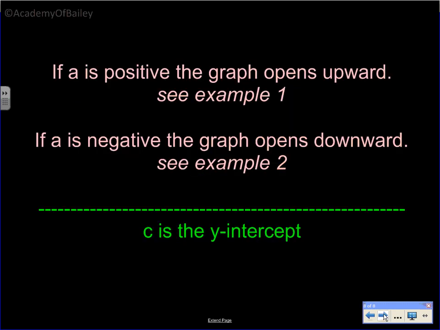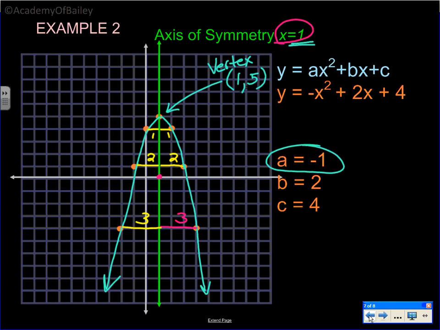Let's look at C down here at the very bottom. It says C is the y-intercept. And if you look in the graph right here, positive 4 is C. C is 4. Is that the y-intercept? Well, 1, 2, 3, 4. Right there would be the y-intercept, and that is C.